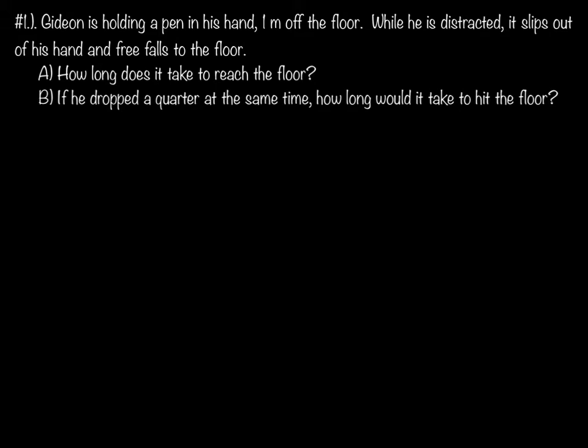Okay, so we're going to take this in two parts, of course, because it's two separate questions. But first off, we're going to write down the stuff that we know. We know he's holding it 1 meter off the floor. So that means my initial position is 1 meter above the floor, and it falls to the ground. So since it falls to the ground, I know that my total displacement, delta D, is a negative 1 meter, because it falls down 1 meter.